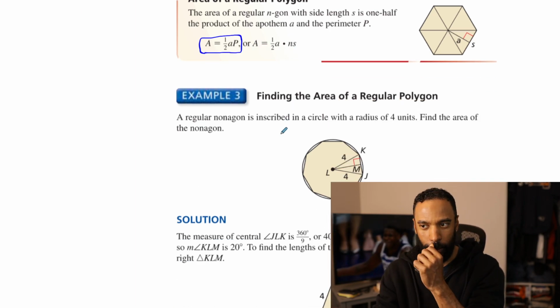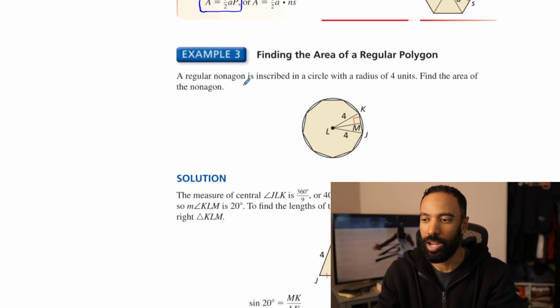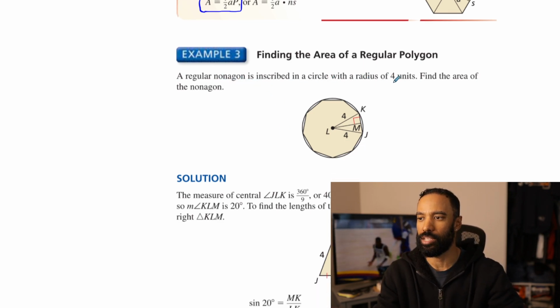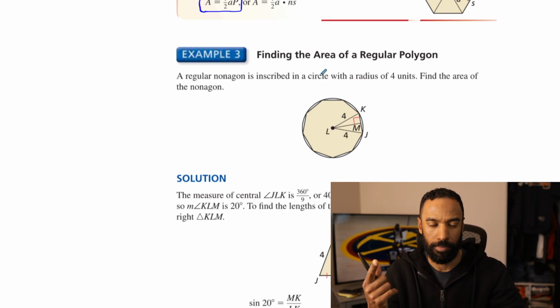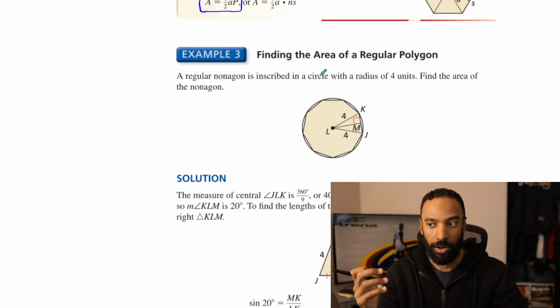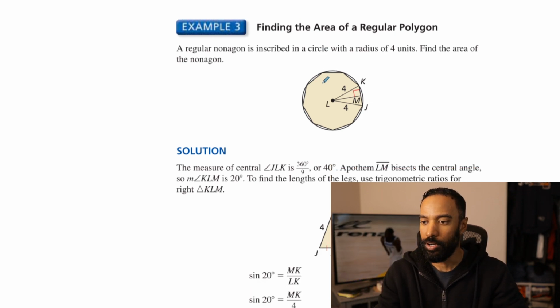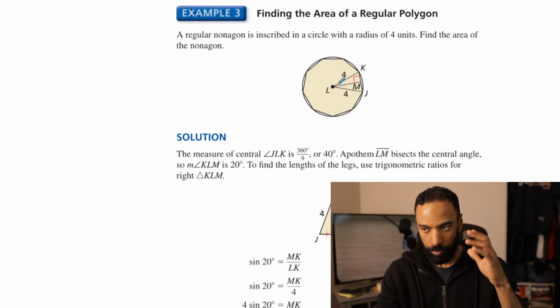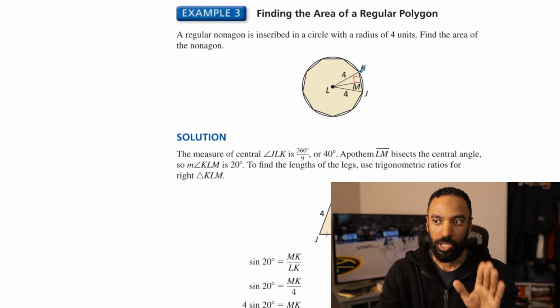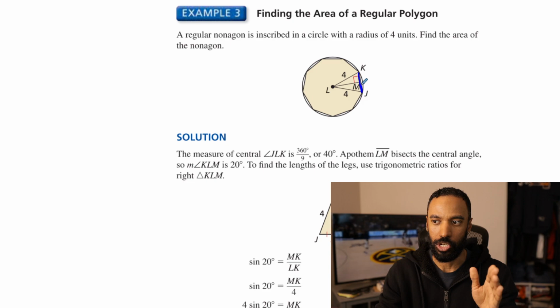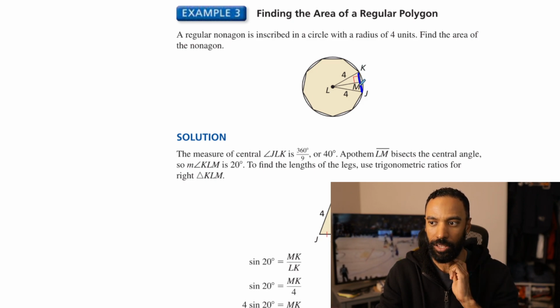So finding the area of a regular polygon, let's see an example. A regular nonagon is inscribed in a circle with a radius of 4 units. Find the area. So we have to find two things. We have to find the apothem and the perimeter. Now they require a little bit to do here. First things first, a perimeter is found if you can determine the number of sides, 9, and then the length of each side.